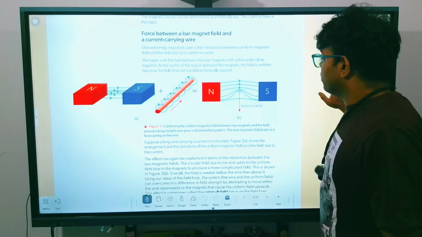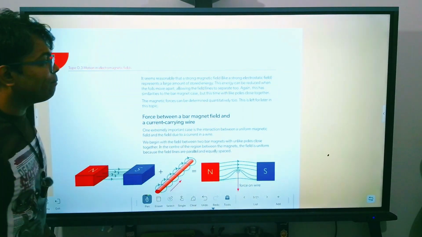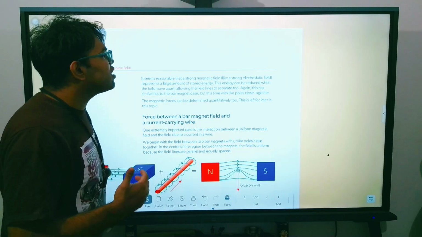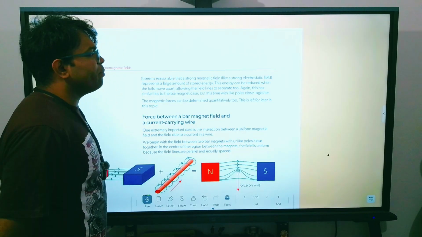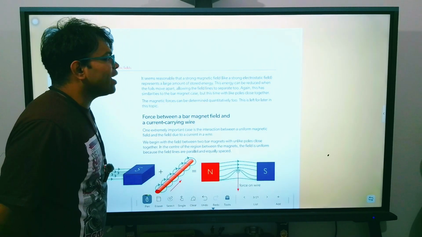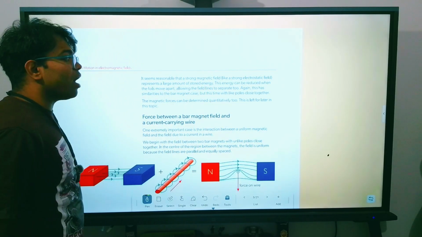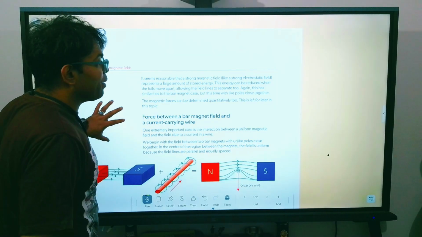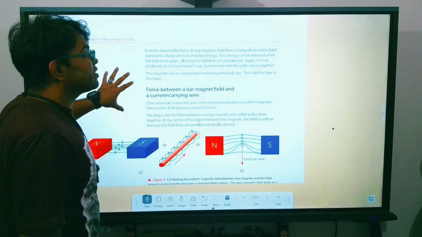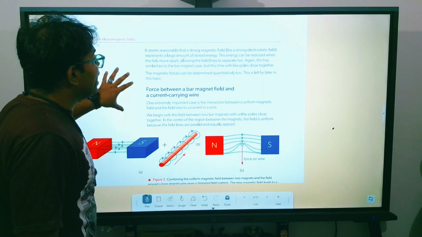It seems reasonable that a strong magnetic field, like a strong electrostatic field, represents a large amount of energy stored. The energy can be reduced when the foils move apart, allowing the field lines to separate too. Again, this has similarities to a bar magnet case, but this time with like poles close together. The magnetic fields can be determined quantitatively too. This is left for later in this topic.